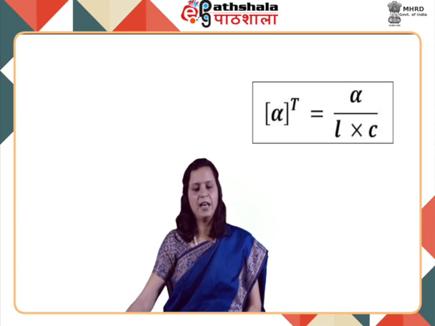alpha divided by l into c, where alpha is the observed angle of rotation in degrees, l is the path length in decimeters, and c is the concentration of the enantiomer in gram per liter for a sample at temperature T and wavelength lambda in nanometers. When we use light with the wavelength 589 nanometers, which is the sodium D line, then the symbol D is also used. The sign of the rotation, plus or minus, is always given here.